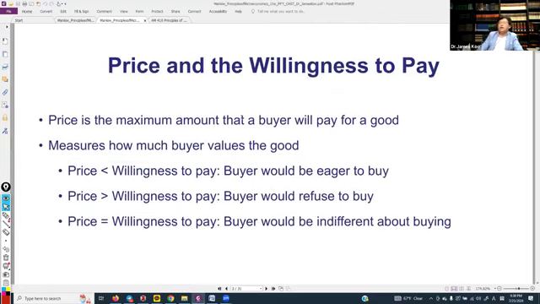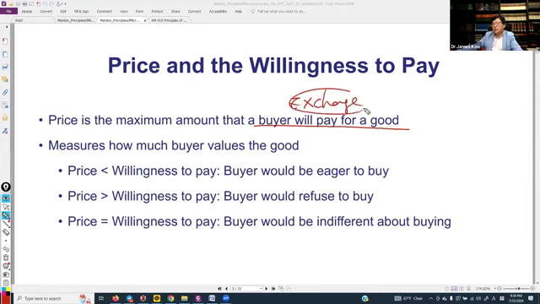Price and willingness to pay. Willingness to pay is the maximum amount the buyer will pay. Yes, the buyer will pay for the goods. Exchange, good and money.